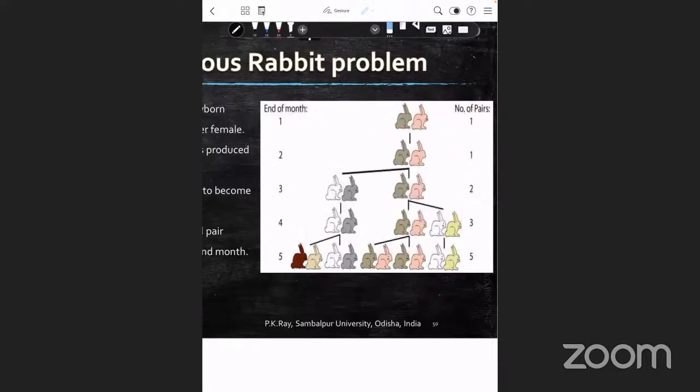So this sequence Fn is equal to Fn minus 1 plus Fn minus 2 when n is greater than or equal to, if I define F1 as 1 and F2 as 1, then obviously n is greater than or equal to 3.